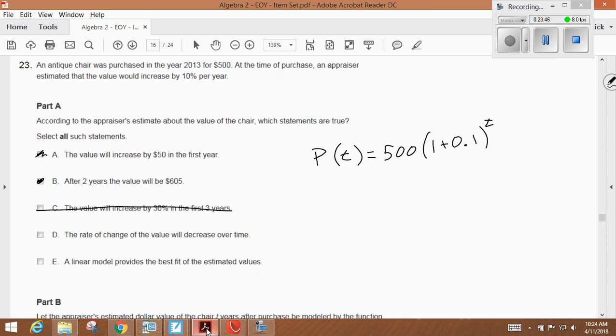The rate of change of the value will decrease over time. Is the change ever going to decrease? Is the value ever going to decrease? No, it's not. All right. A linear model provides the best fit for the estimated values. Is that a linear model? No, it's exponential. Boom, we have our 2 answers. Excellent.